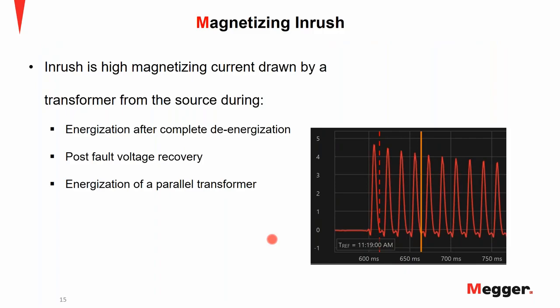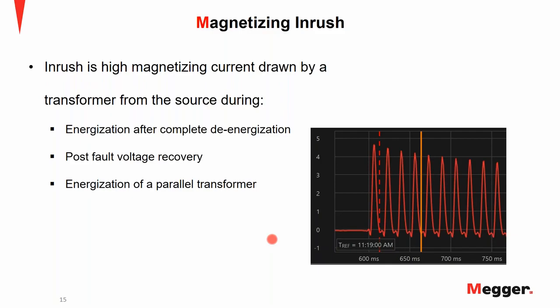So where are we getting this magnetizing inrush current? Well, it's coming from energization of a transformer after a complete de-energization. You need to know at what point in the sine wave the transformer got de-energized, and then now we're going to re-energize it. It might not happen at the same point that the transformer was de-energized the last time. That can be a magnetizing inrush current.